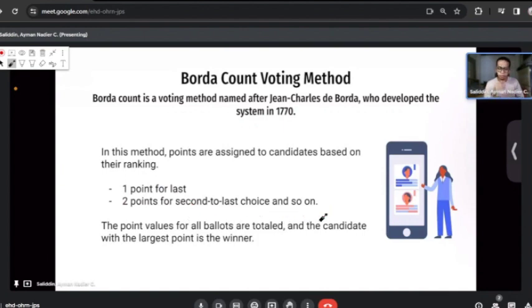and so on. This means if you have 4 candidates, the first choice is going to receive 4 points, the second candidate is going to receive 3 points, the third candidate is going to receive 2 points, and lastly, the fourth choice is going to receive 1 point. The point values for all ballots are totaled, and then the candidate with the largest point total is the winner.